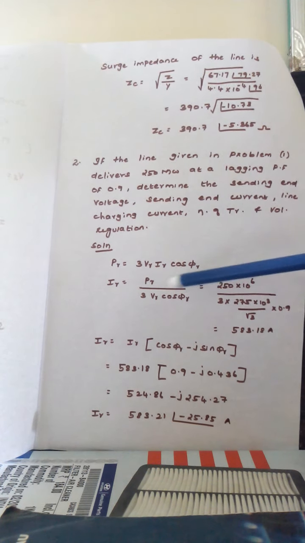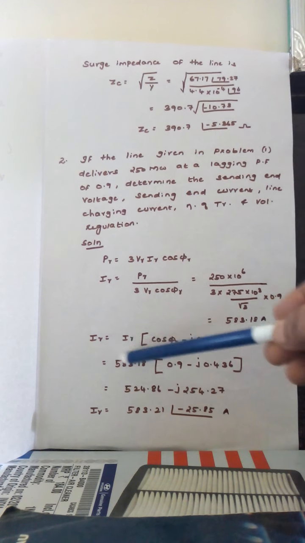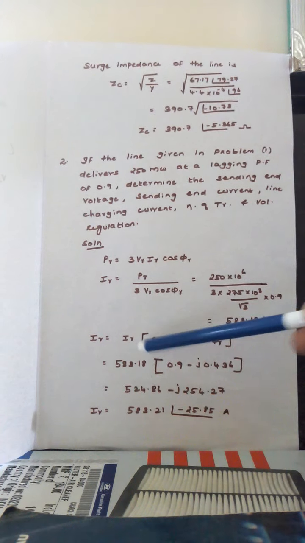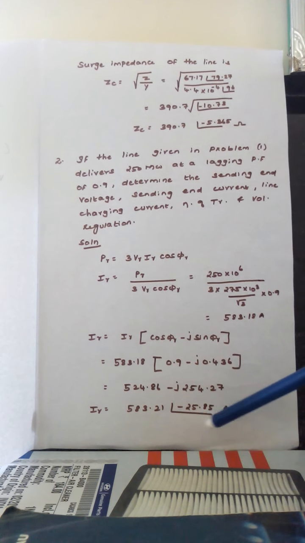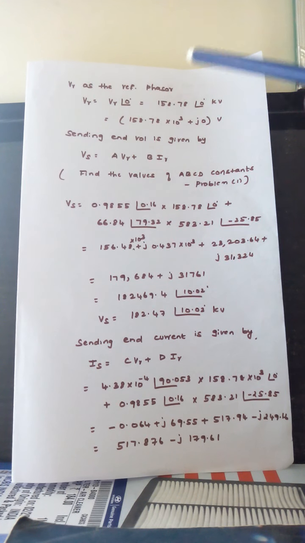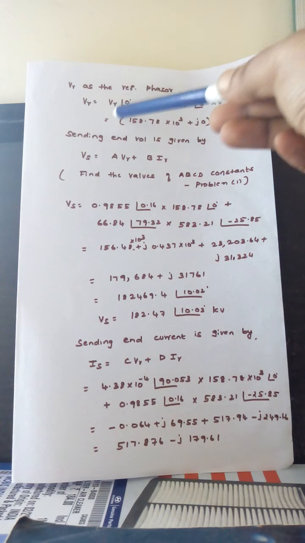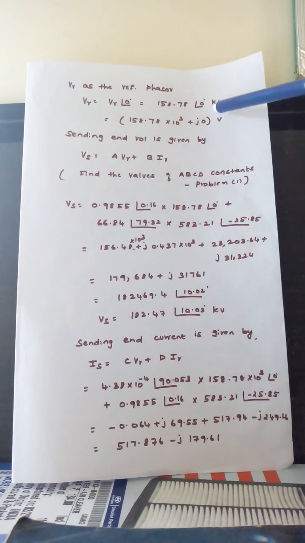So either we can use this formula or this one, but here the IR value we don't know, so from this we are finding it out. So here we'll get the magnitude and angle also. The angle we are getting is minus 25.85 amps. Next we are taking VR as a reference, so VR at an angle 0. So VR is 158.78 at an angle 0, correct?